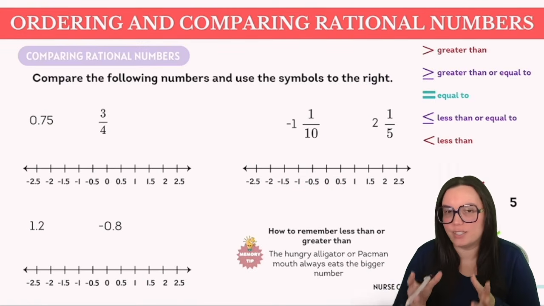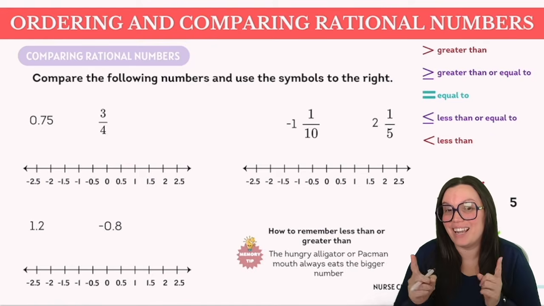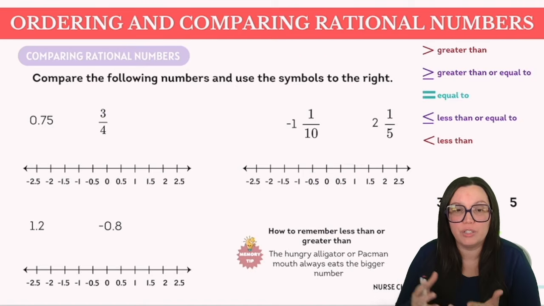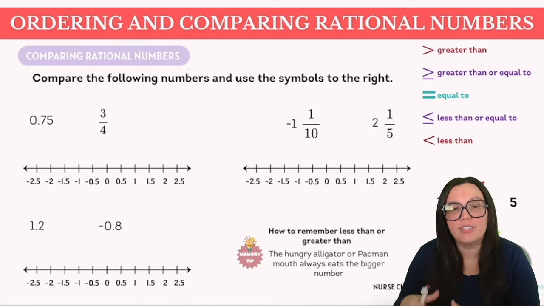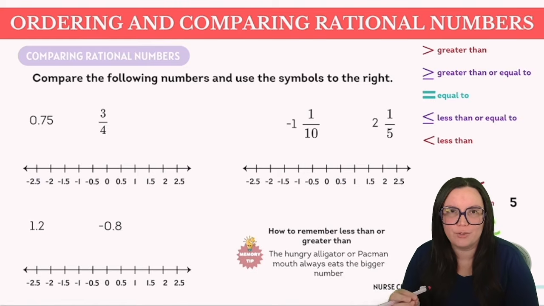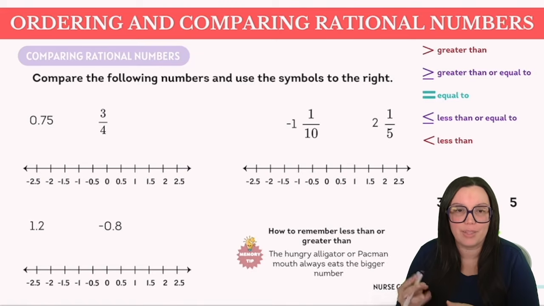Something else the TEAS is going to test you on is comparing numbers using greater than, less than, and equal to when it comes to your rational numbers. When we perform solutions like inequalities, we're going to start to see things like less than or equal to, greater than or equal to as well. But in this particular case, we're only focusing on 3 of them: less than, greater than, and equal to.